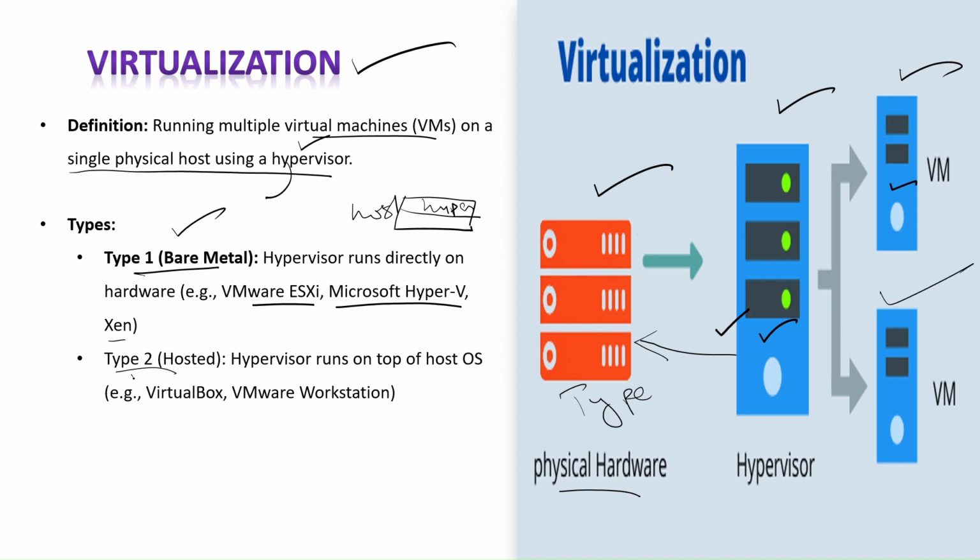Number 2 is type 2, also known as hosted hypervisor. This type of hypervisor runs on top of a host OS, for example VirtualBox and VMware Workstation. For example, if you install the Windows operating system over here, and then on this Windows OS you install a hypervisor, this is type 2, and inside this hypervisor you then create VMs. This is the type of hypervisor that we usually use on our laptops, such as VirtualBox or VMware Workstation.